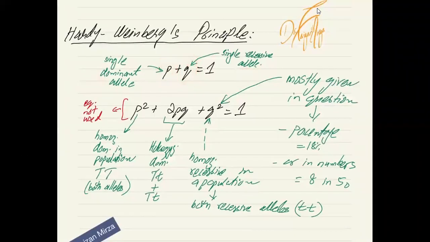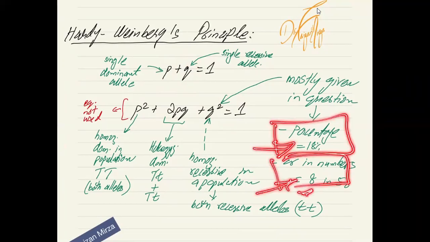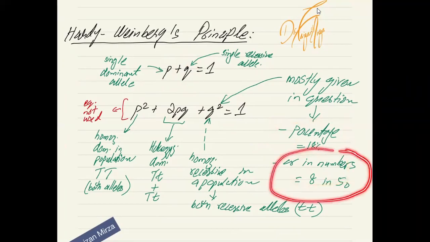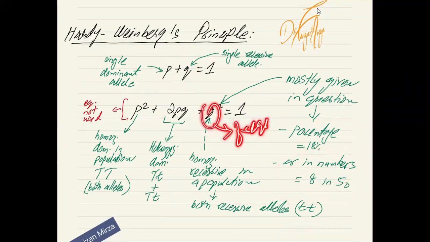How do we need to do that? You may be given the values in percentages or in numbers. When given in numbers, this means you are provided the frequency. For example, if you are told 8 in 50 individuals have small p, they have recessive alleles. So this is the frequency provided to you. In these questions, normally q squared is provided to you in the form of frequency, for example 8 in 50 or 12 in every 1,000, something like that.